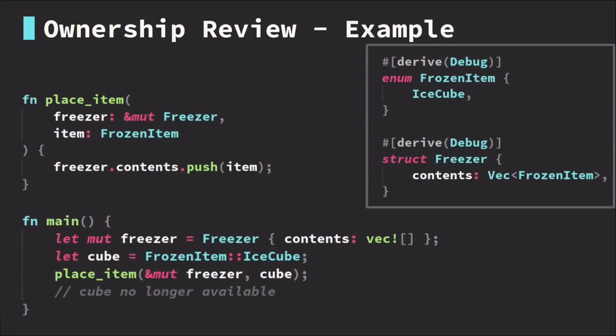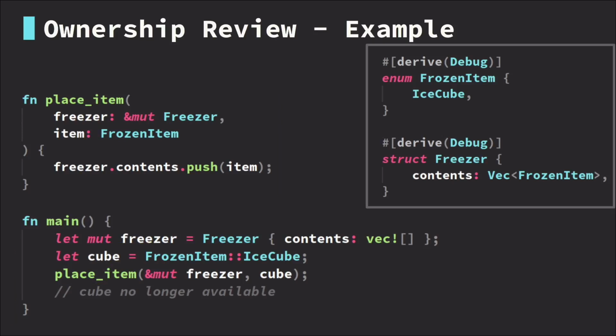Let's take a look at some example code. On the right, we have a frozen item and a freezer. On the left, we have a place item function, and it accepts a mutable freezer and a frozen item. So this function is going to be placing these items into this freezer. And in our main function, we just create a freezer, a frozen item, and then we place the item using the function.